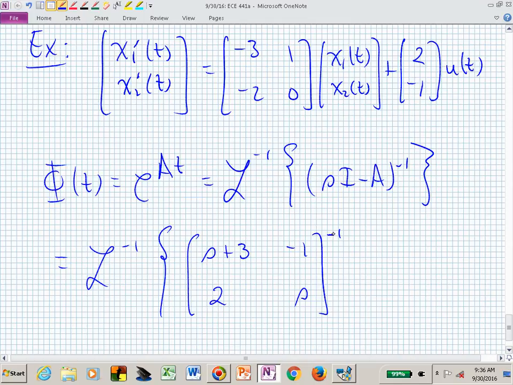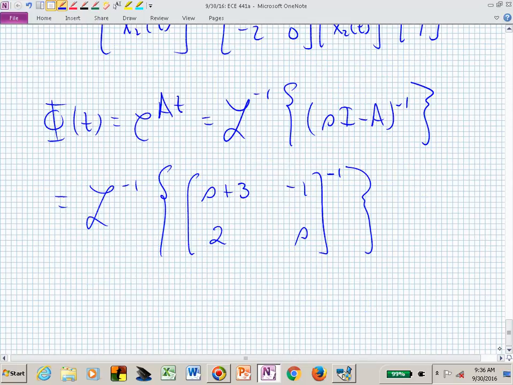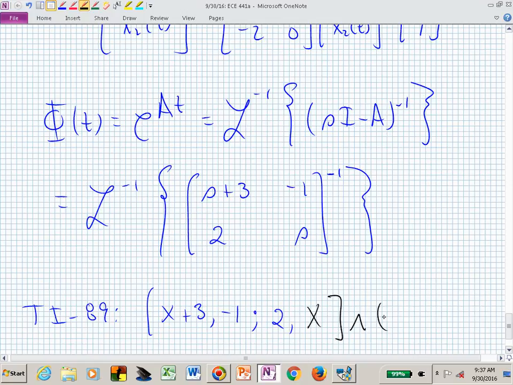I now need to invert that matrix symbolically before I start inverse Laplace transforming. How many have a TI-89 or a TI Titanium calculator? Well, you can do that with your calculator. S is kind of buried, but x is there, so let's just use x instead of s. You might say x plus 3, comma, minus 1, semicolon, 2, comma, x. And now you might raise that to the minus 1 power, and voila, you'll get this 2 by 2 symbolic matrix inverted.